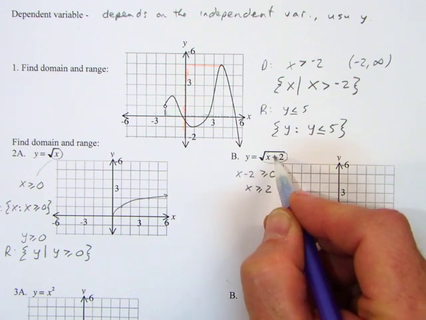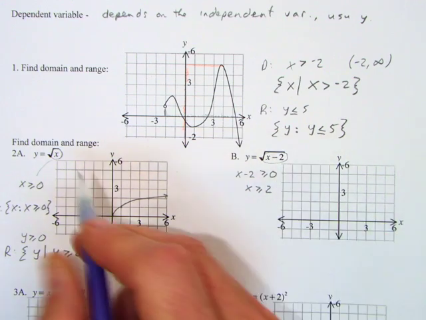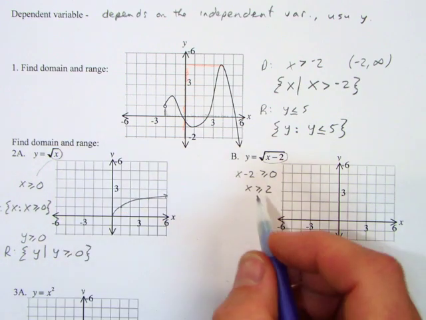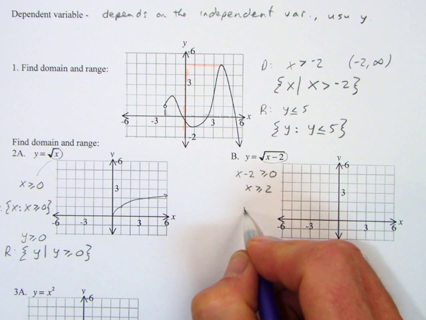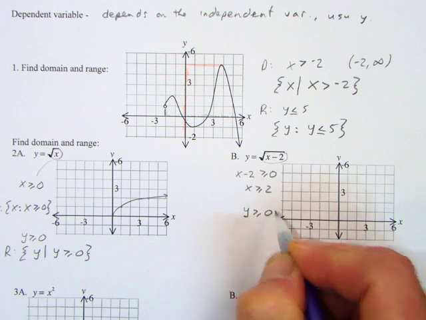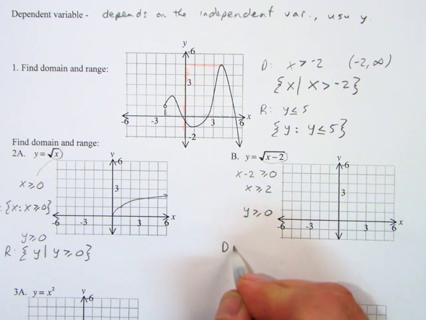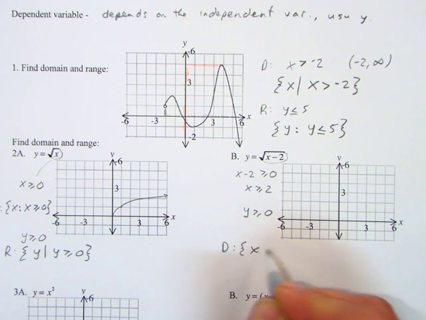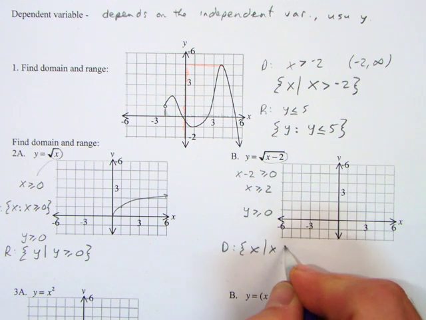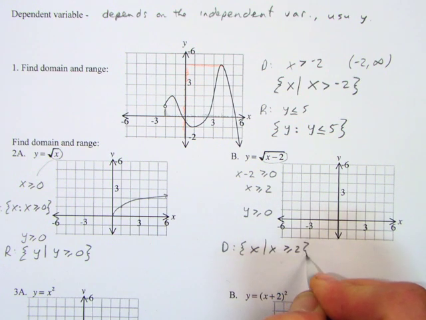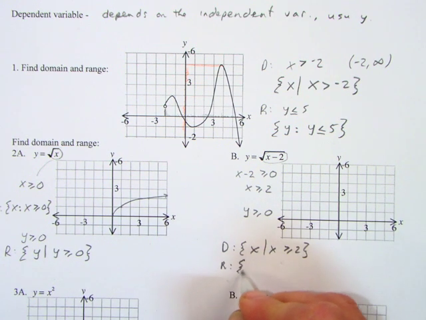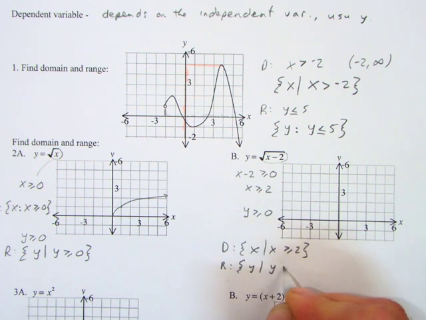So this is going to look a lot like our previous example in terms of our range. We're going to have y is greater than or equal to 0. So let me write this. x such that x is greater than or equal to 2. y such that y is greater than or equal to 0.